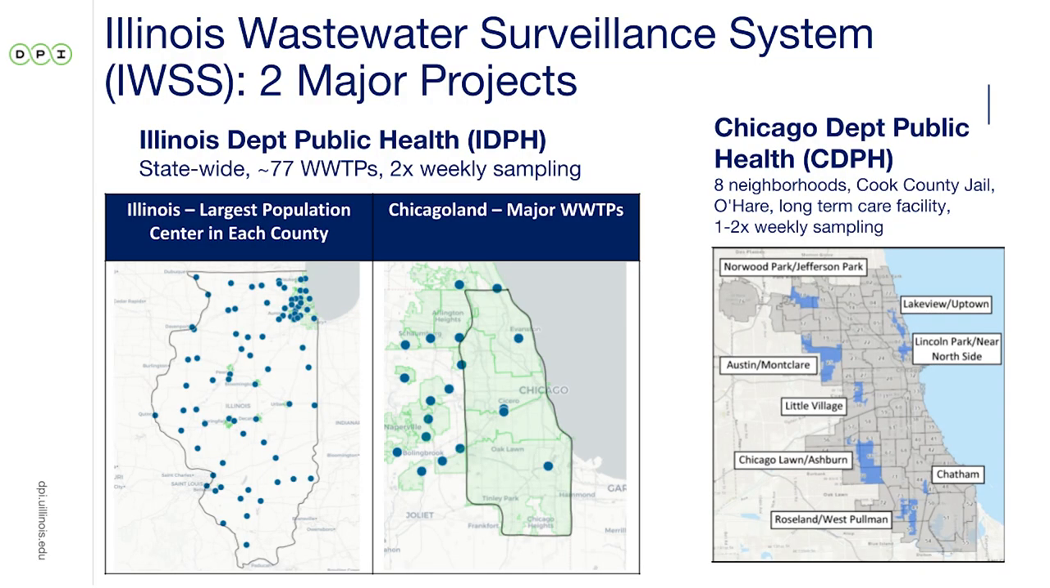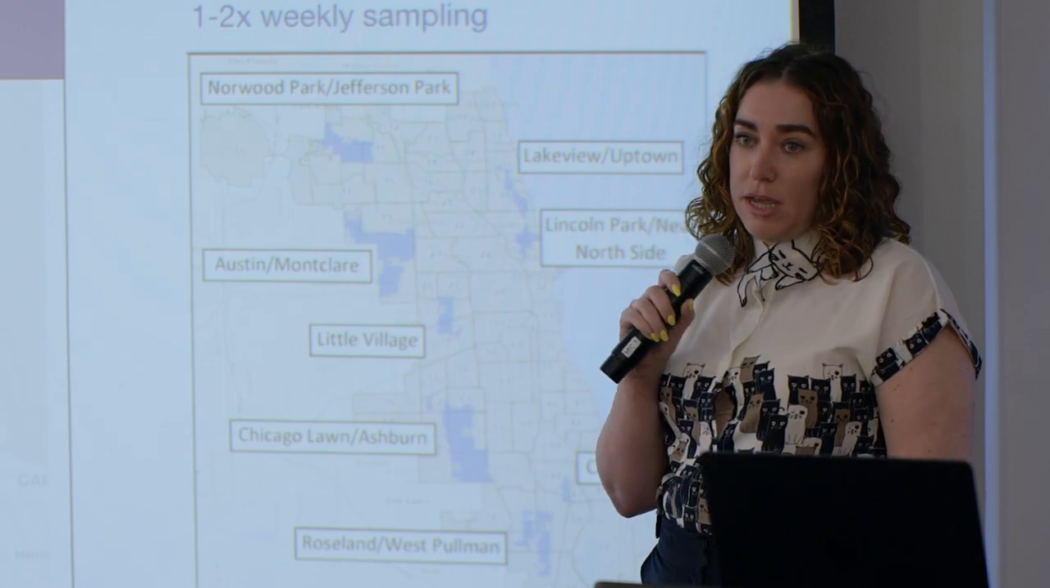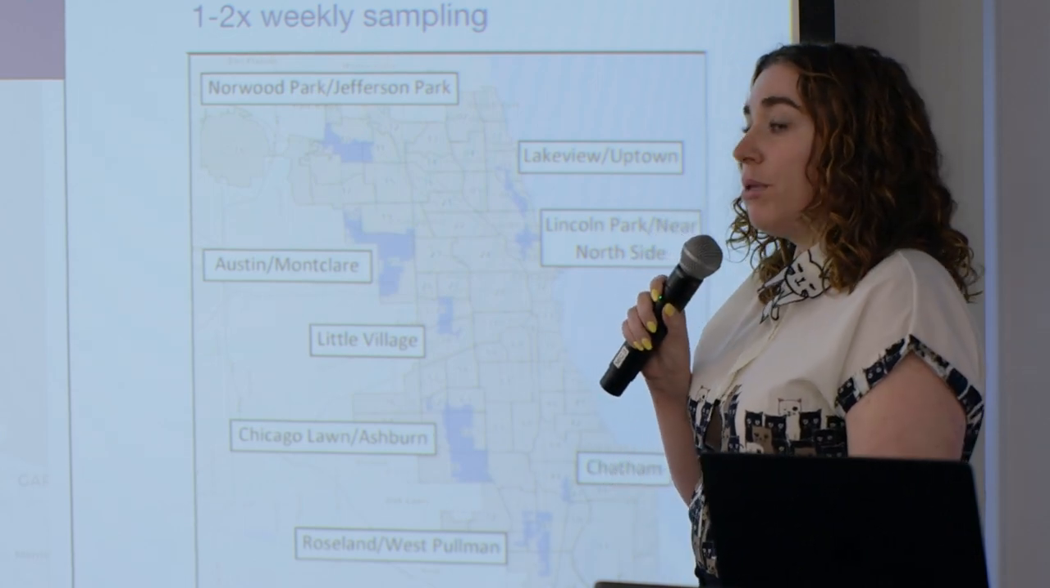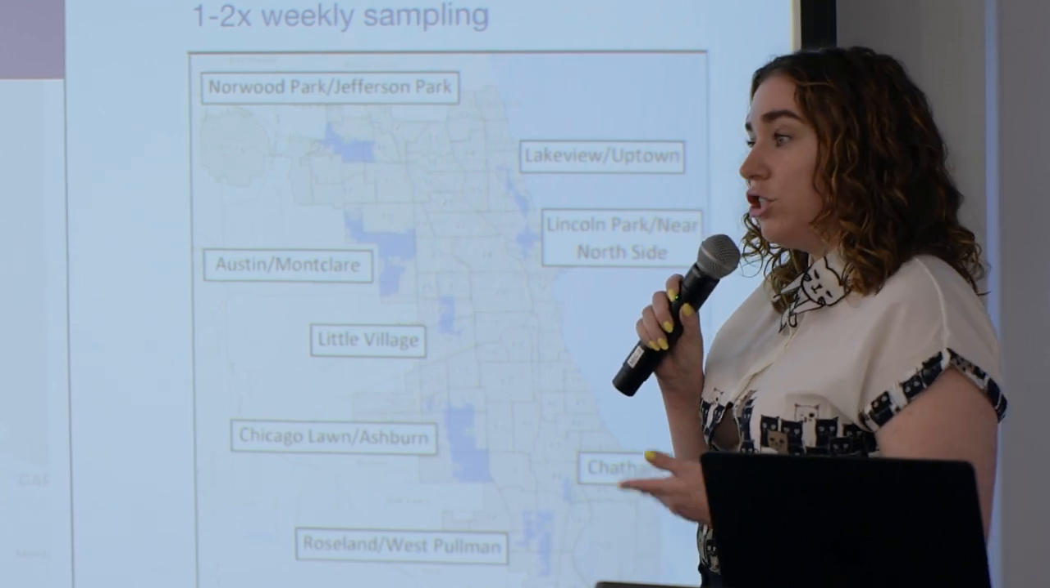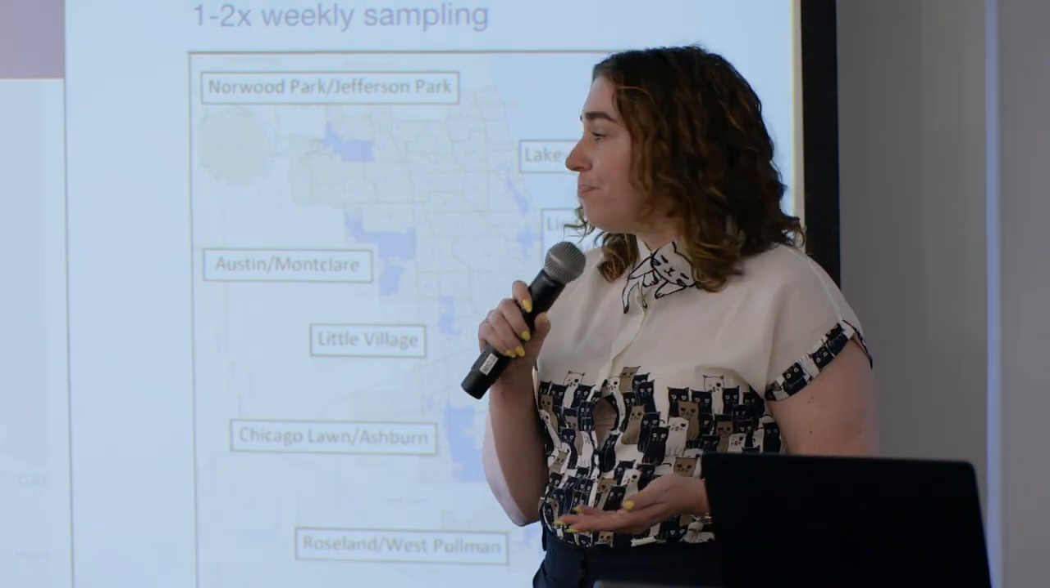But we have two major projects in our program. The first is with the Illinois Department of Public Health. That includes about 77 wastewater treatment plants across the state of Illinois. They are sampled two times a week by plant employees who volunteer their time to collect a sample and ship it to our lab at UIC.